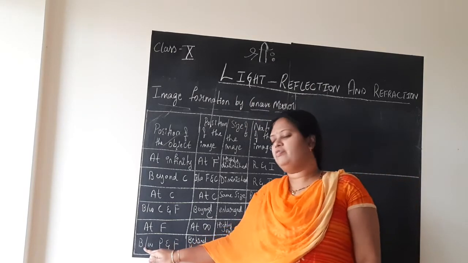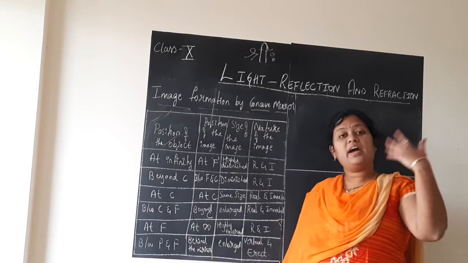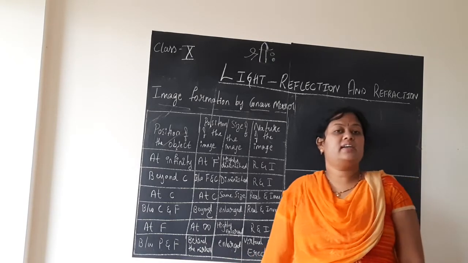Last case is a little different. When the object is placed between P and F, the image is formed behind the mirror, and the image formed is enlarged, and it is virtual and erect.